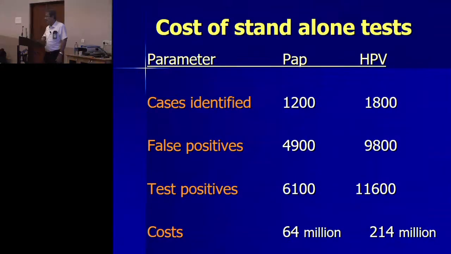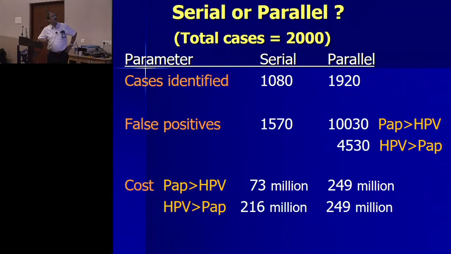Let's look at serial or parallel. We said there were 2000 cases in the 100,000 population. Cases identified by serial testing is 1080. With parallel testing we have picked up 1920. False positives: if you do PAP and then go to HPV, it's 1570; if you do HPV and go to PAP, it's 4530. On cost, PAP and then HPV is 73 million. HPV and then PAP is about 216 million. And parallel testing is almost 249 million.